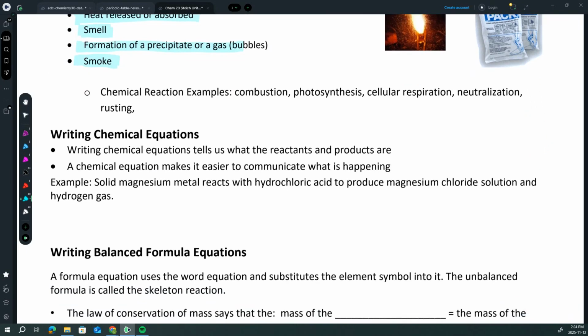When writing chemical equations, we're trying to communicate what the reactants and products are, and a chemical equation makes it easier to communicate what is happening. For example, a solid piece of magnesium metal reacts with hydrochloric acid to produce magnesium chloride solution and hydrogen gas. Essentially, we have to convert this sentence into more of a chemical equation.